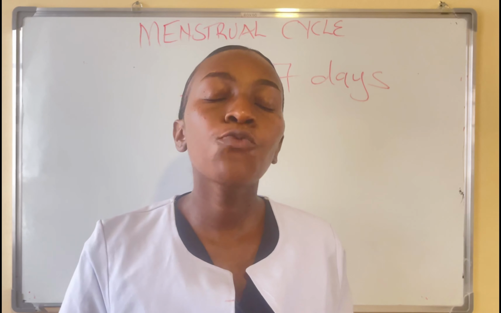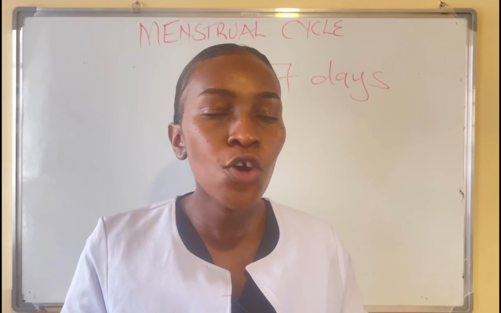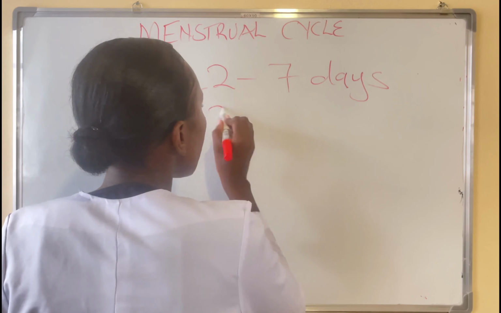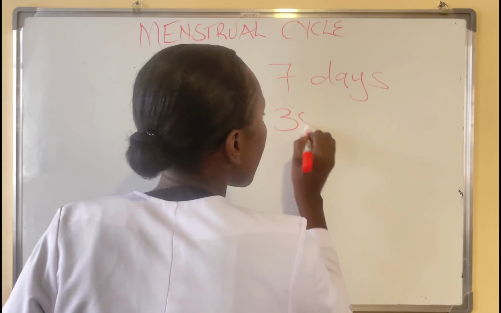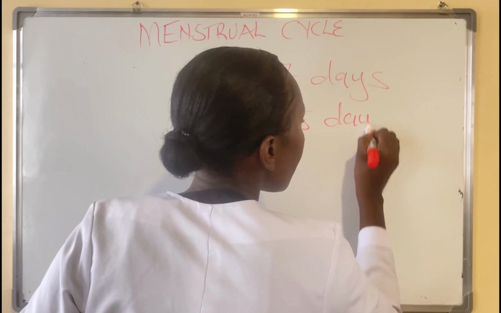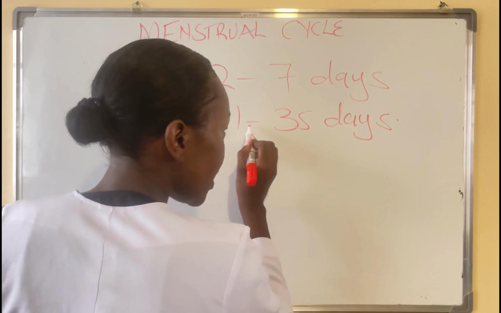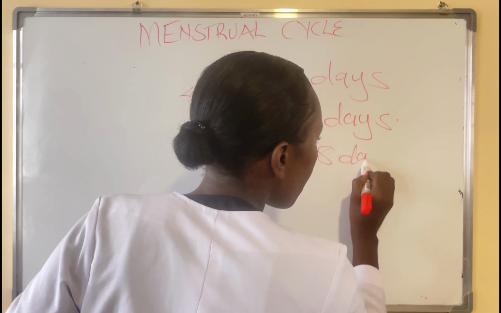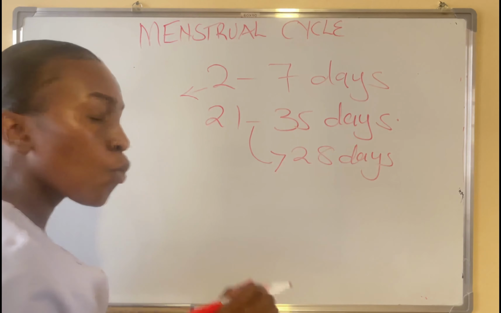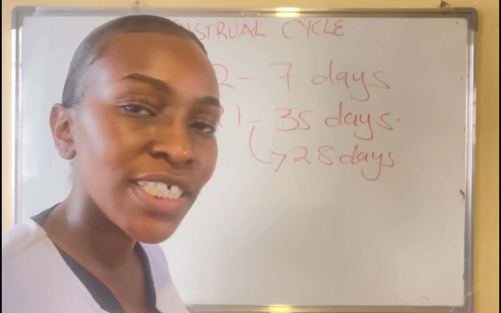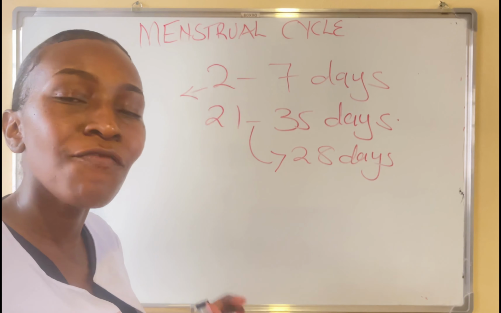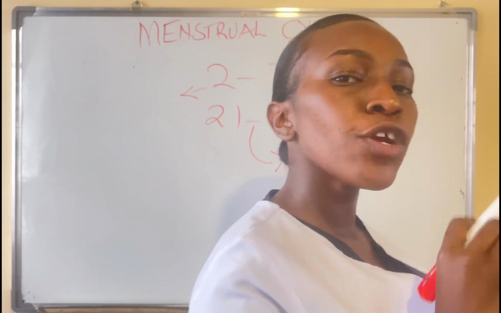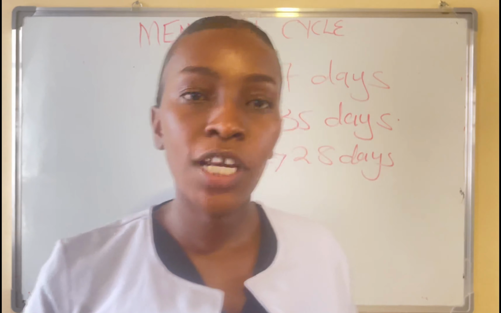Another thing is that we have the normal cycle. A normal cycle is between 21 days to 35 days. This is normal. The majority of women usually have a 28-day cycle. So what is a menstrual cycle? The menstrual cycle is the time between the first day of your period to the day before your next period. That is how you calculate your cycle.